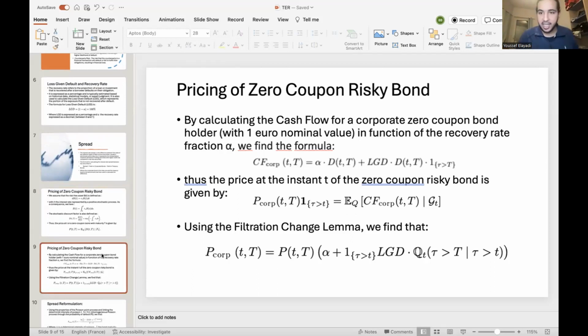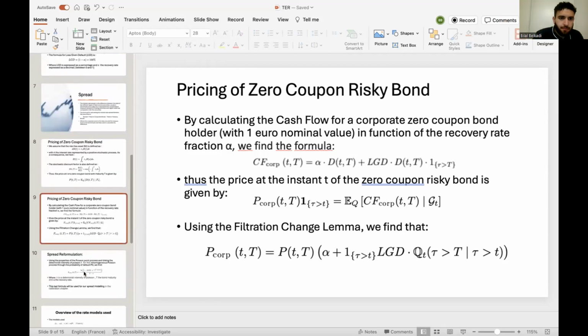By calculating the cash flow for our zero coupon bond, we find the following formula. The corporate cash flow is given in a formula with the recovery rate, the deflator, and the loss given default. Thus, our price for our corporate zero coupon bond is the expectancy under the neutral probability of the cash flow. By using the filtration change lemma, we find this formula for the price of our corporate zero bond.